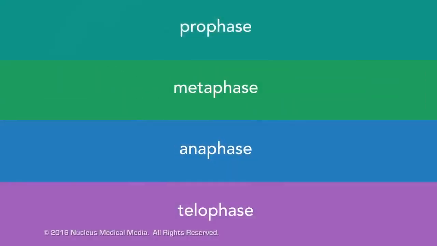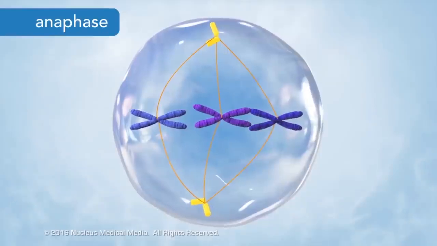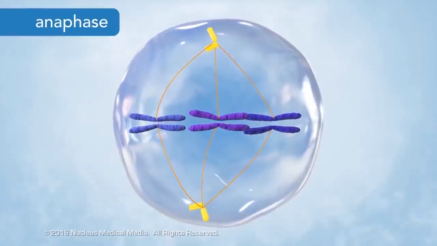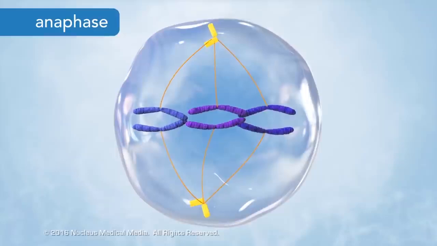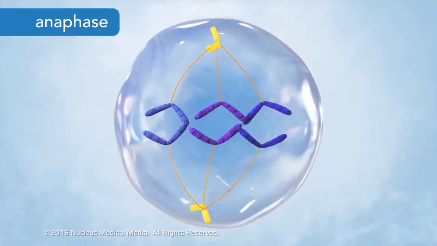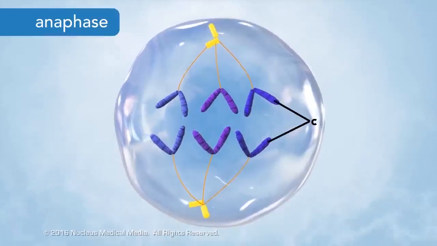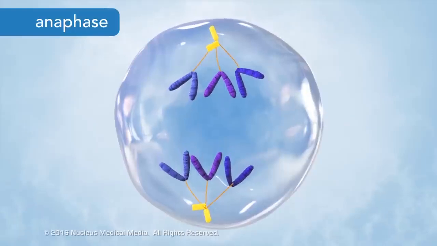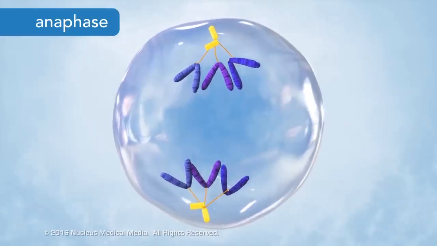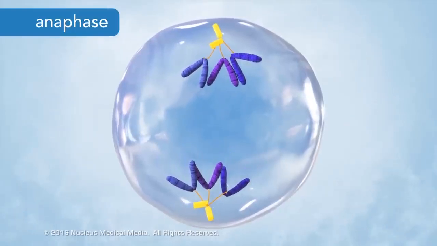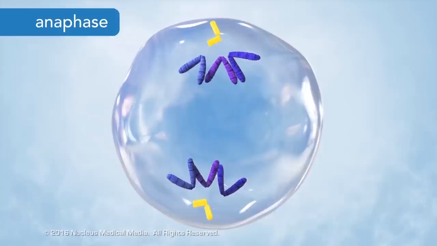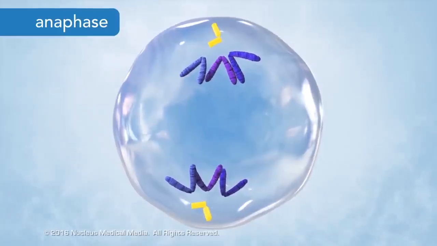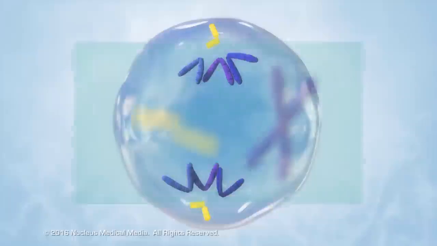Anaphase follows metaphase. During anaphase, spindle fibers separate the sister chromatids at their centromere. Once separated from each other, each chromatid is called a chromosome. The single-stranded chromosomes form a V shape as the spindle fibers shorten and drag them through the gel-like cytoplasm. The chromosomes move to opposite poles of the cell toward their centrioles.